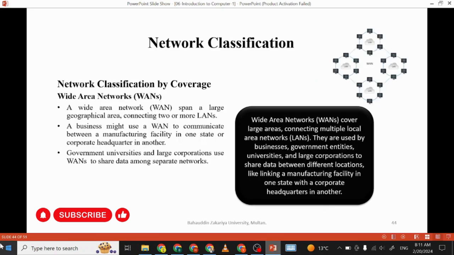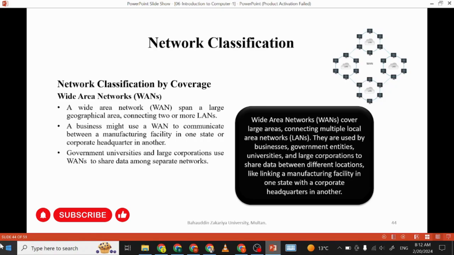Wide area networks span a large geographical area, connecting two or more LANs. A business might use a WAN to communicate between a manufacturing facility in one state and a corporate headquarters in another. Governments, universities, and large corporations use WANs to share data among separate networks.